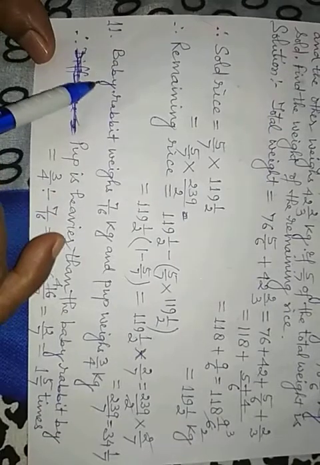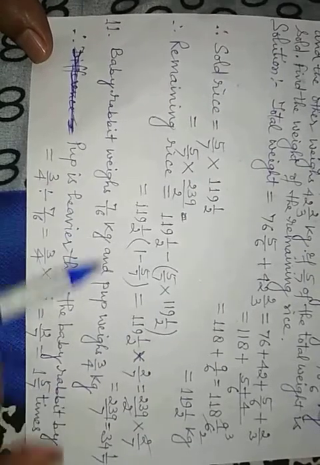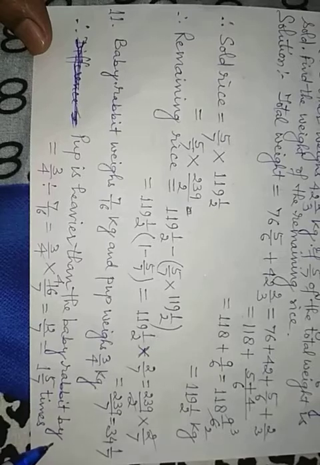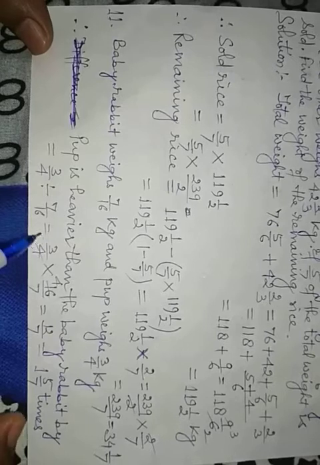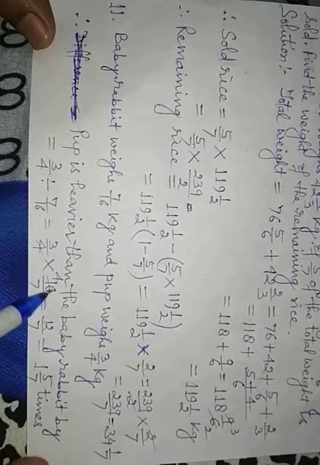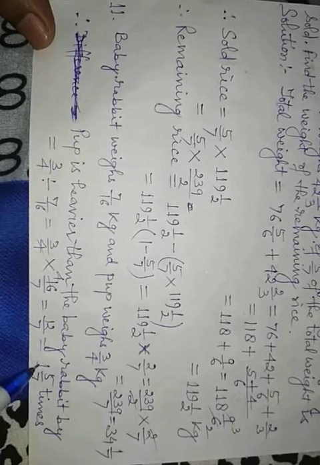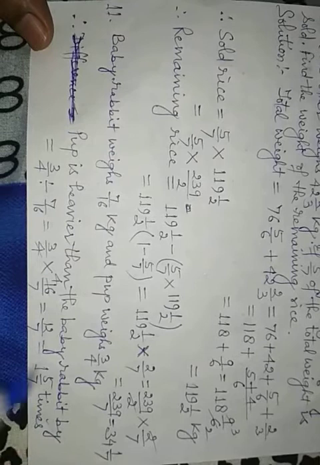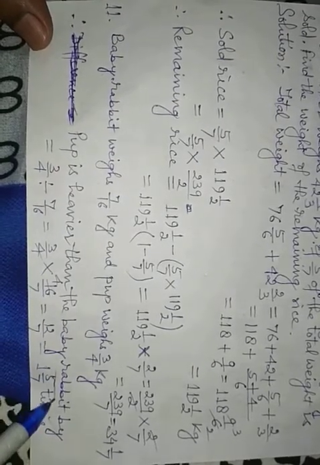Last question of this exercise. Baby rabbit weighs 7 by 16 kg and pup weighs 3 by 4 kg. So pup is heavier than the baby rabbit by 3 by 4 divided by 7 by 16, or 3 by 4 multiplied by 16 upon 7. So 4 fours are 16, 4 threes are 12, 12 upon 7. 12 upon 7 means 1 whole 5 by 7 times. So pup is 1 whole 5 by 7 times heavier than baby rabbit. So this is your answer.